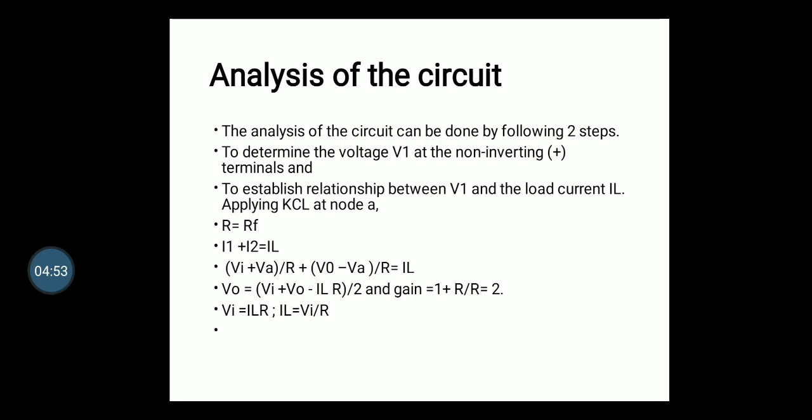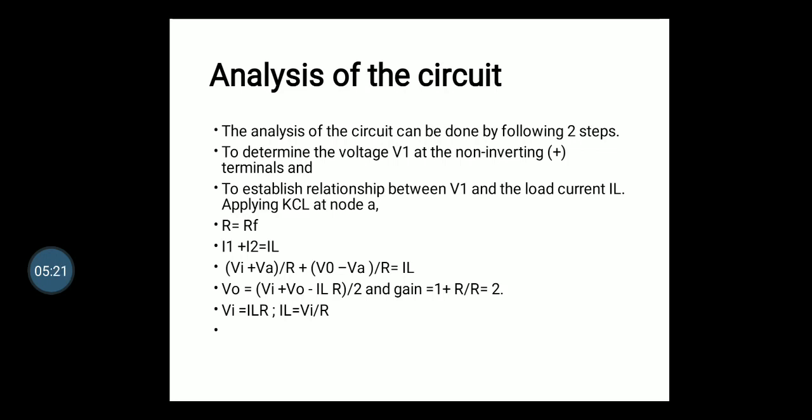Next, rewriting the equation: VI by R minus V1 by R plus V0 by R minus V1 by R is equal to IL. Rewriting it again, we make it V0 by R plus VI by R equal to IL plus V1 by R plus V1 by R. So VI by R is equal to IL plus 2V1 by R minus V0 by R.